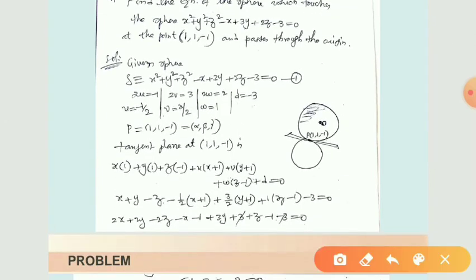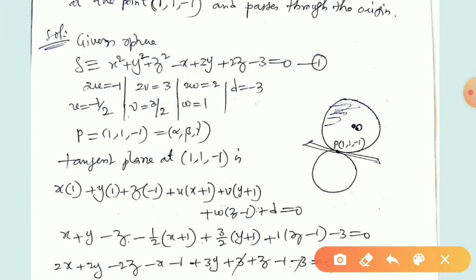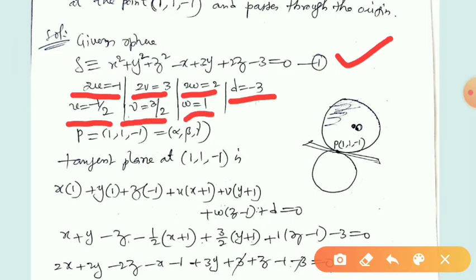So, the given sphere is S is equal to x square plus y square plus z square minus x plus 3y plus 2z minus 3 is equal to 0. So, by comparing with the standard equation, 2u is equal to minus 1, 2v is equal to 3, 2w is equal to 2 and d is equal to minus 3. Therefore, u is equal to minus 1 by 2, v is equal to 3 by 2, w is equal to 1.